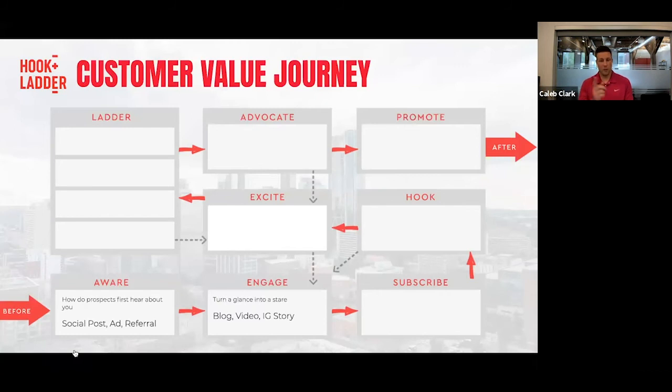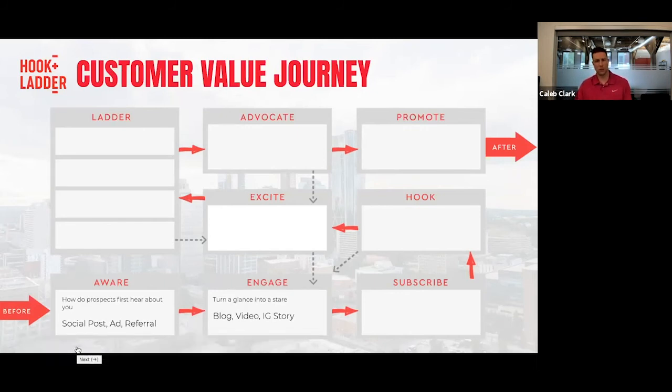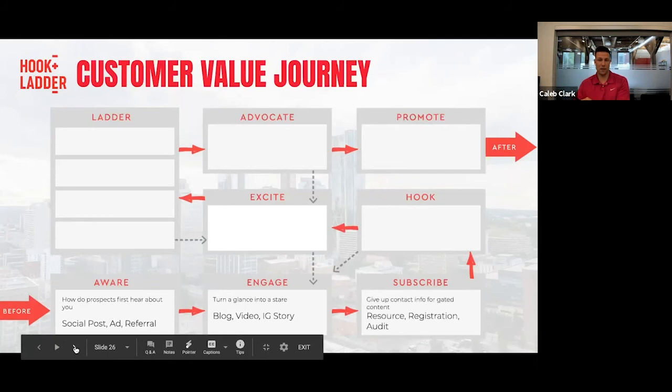Maybe they read a few of your blog articles. Maybe they watch a video. They spend some time going back and forth in one of your Instagram stories. How do we turn a glance into a stare? A lot of times, most of the time, this is content marketing, and people will have to engage with you a few times to then go on to the next step, which is subscribe.